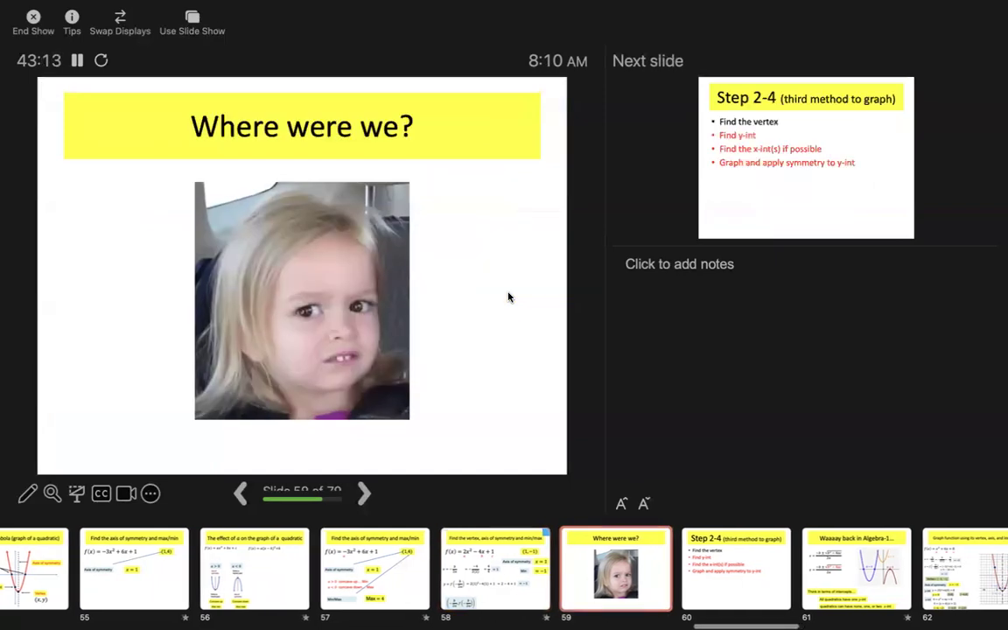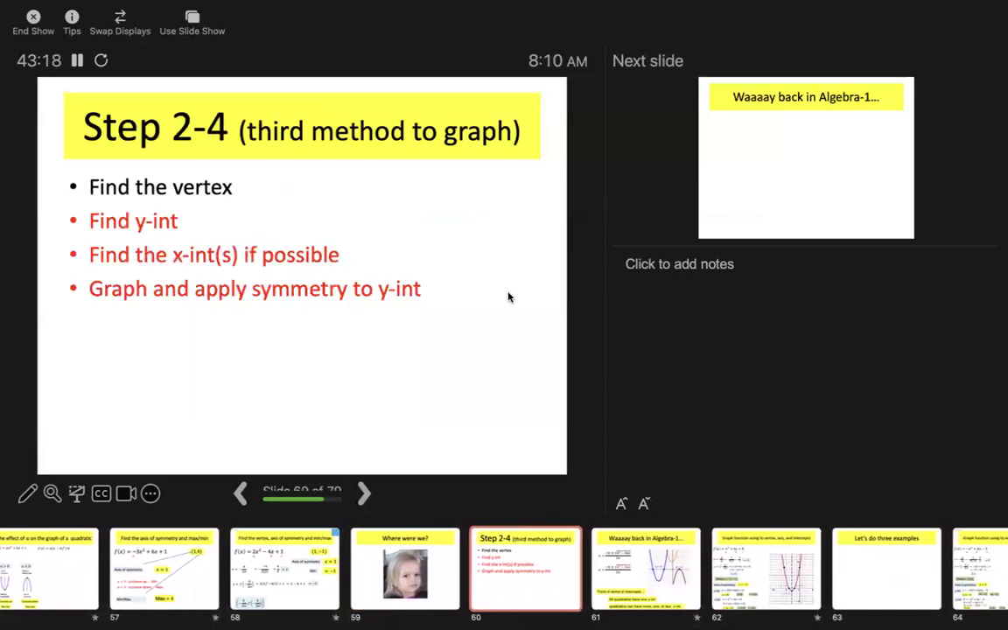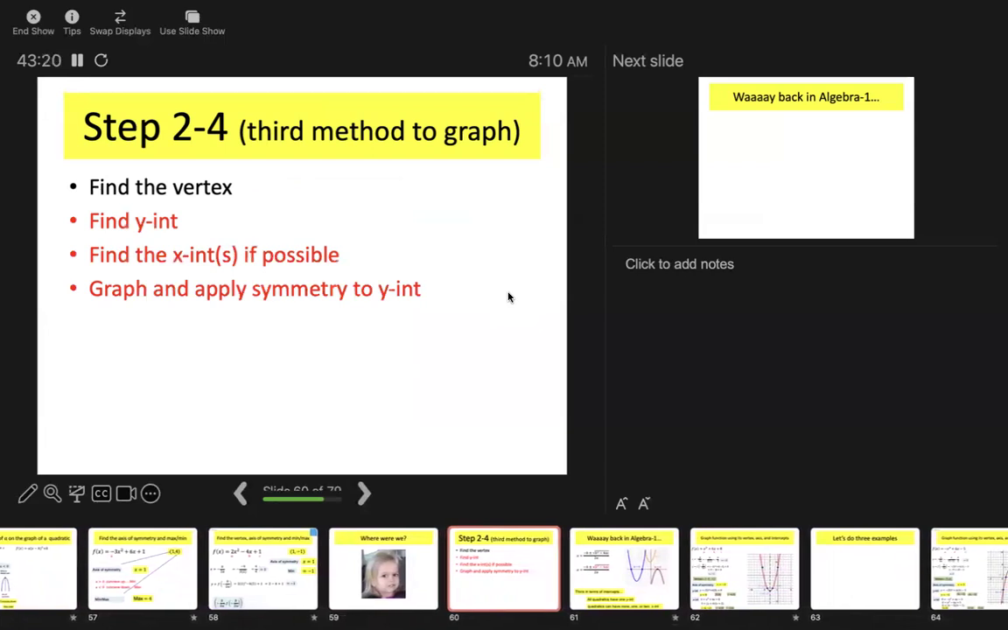Cool? All right. Where were we at? Remember, this was method number 3 of how we can graph this thing. The third method to graph is we find the vertex. We just did that a bunch of times. We find the y-intercepts. We find the x-intercepts if possible. And then we graph using our friend rule. Our friend rule says, if you find one side of the axis of symmetry, you can find the other side and you get it for free.